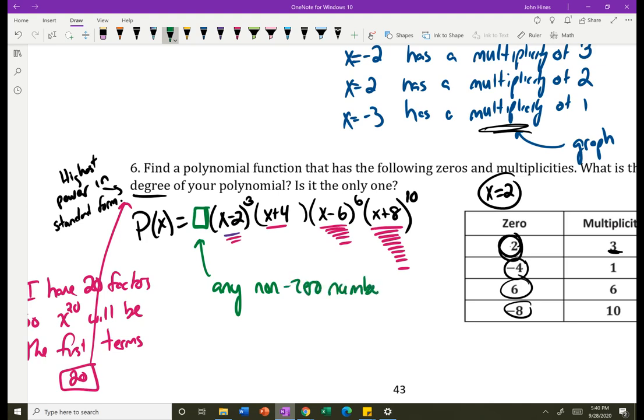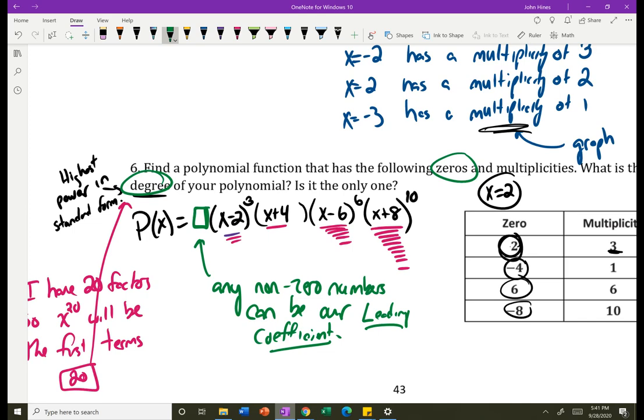And I can't put 0 there because hopefully that makes sense that if I put 0 there, it's just going to wipe everybody out and make them 0. Any non-zero number can be our leading coefficient. And when we start graphing these polynomials, this idea of degree, leading coefficient, and zeros are going to have a huge effect on our graphs.